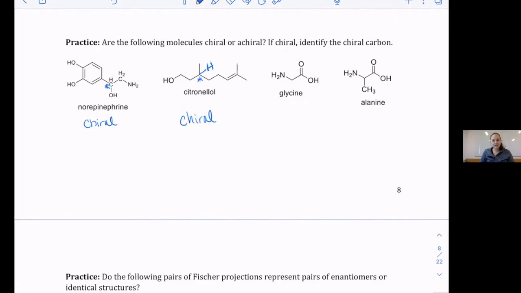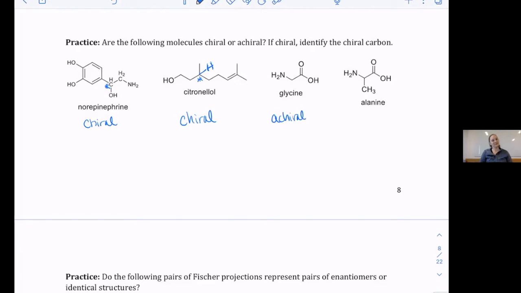Okay, glycine, it's the most basic amino acid that you have. Looking at the carbons, there's only 2 carbons here. One is the carboxylic acid carbon. So the only other carbon is this guy here, which has 2 hydrogens on it. So this is an achiral molecule.